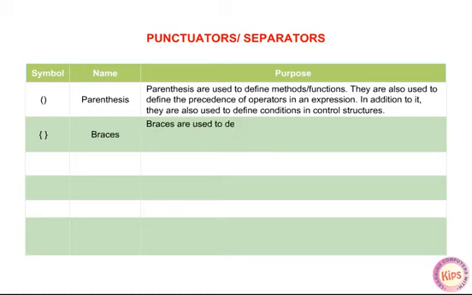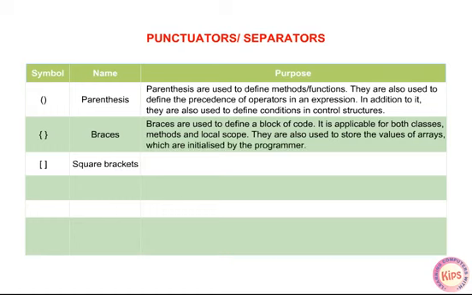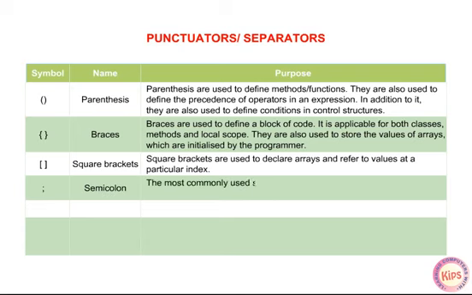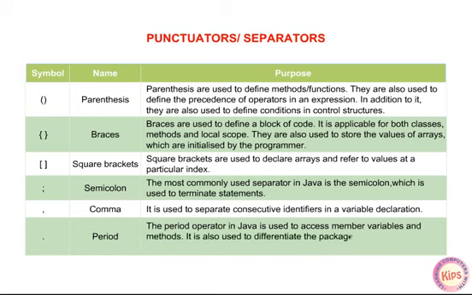Braces. Braces are used to define a block of code. It is applicable for classes, methods, and local scope. They are also used to store the values of arrays which are initialized by the programmer. Square brackets. Square brackets are used to declare arrays and refer to values at a particular index. Semicolon. The most commonly used separator in Java is the semicolon, which is used to terminate statements. Comma. It is used to separate consecutive identifiers in a variable declaration. Period. The period operator in Java is used to access member variables and methods. It is also used to differentiate the package names from subpackages and class names.